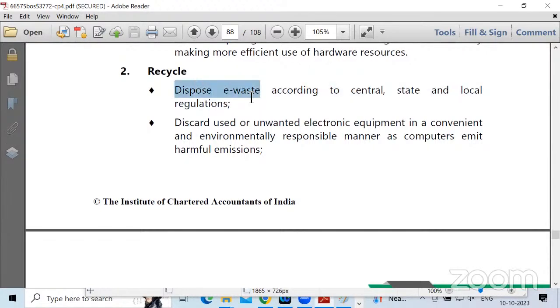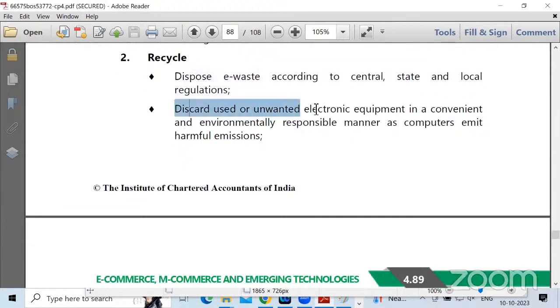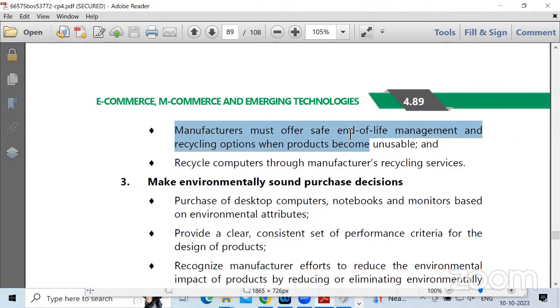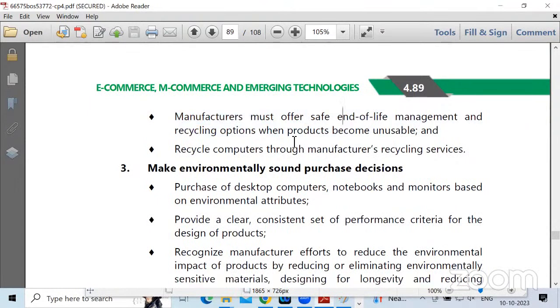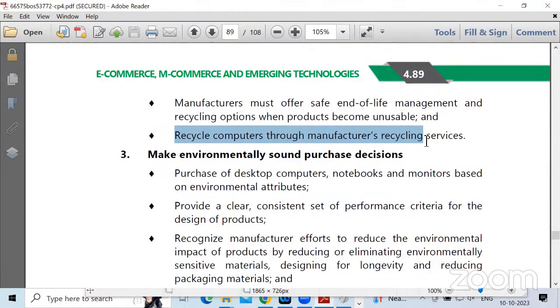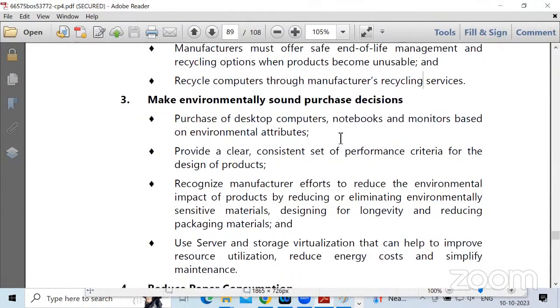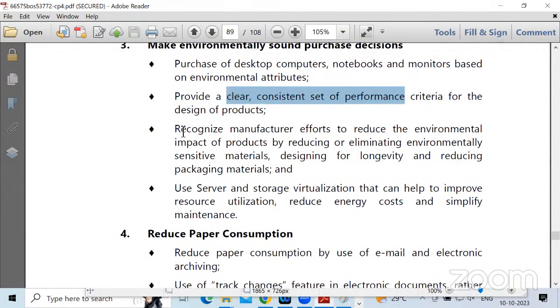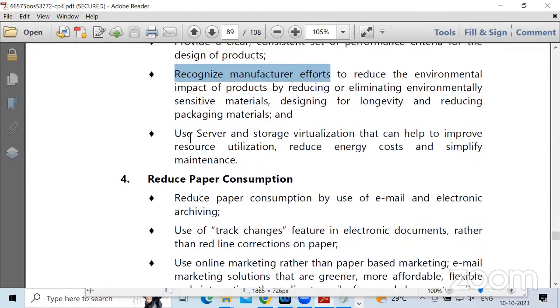Then recycle, e-dispose waste, then discard used unwanted electronic equipment without any harmful emissions. The manufacturer must have end of life as well as recycling. Recycle computers through manufacturer recycling services. The next one is make environmentally sound purchase decisions. While purchasing itself, you should be able to make a decision. Right, desktop computers, notebook, environmental attitude, providing a clear, consistent set of performance criteria. Then recognize the manufacturers who give efficient and effective computers.